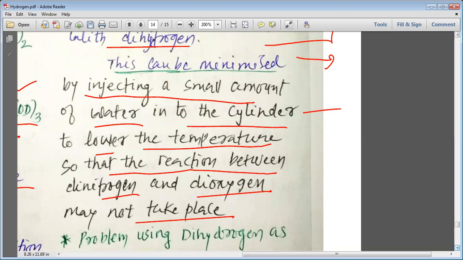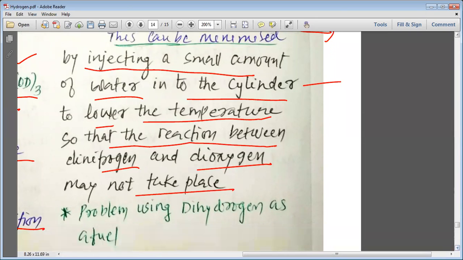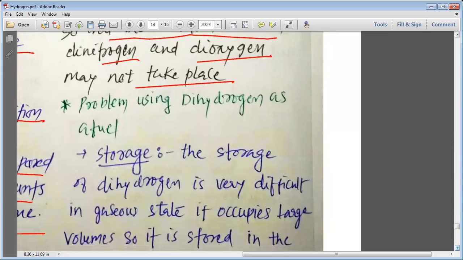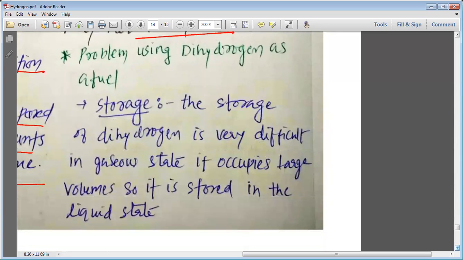So if we add a small amount of water into the cylinder of hydrogen, the water decreases the temperature, and thus the reaction between the dinitrogen and oxygen does not take place at lower temperature, and thus the pollutants can be reduced, or the amount of pollution can be decreased.